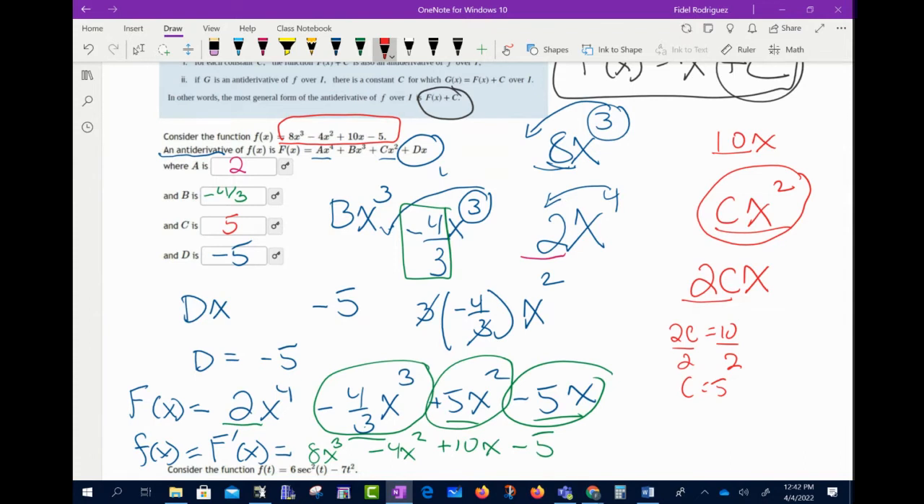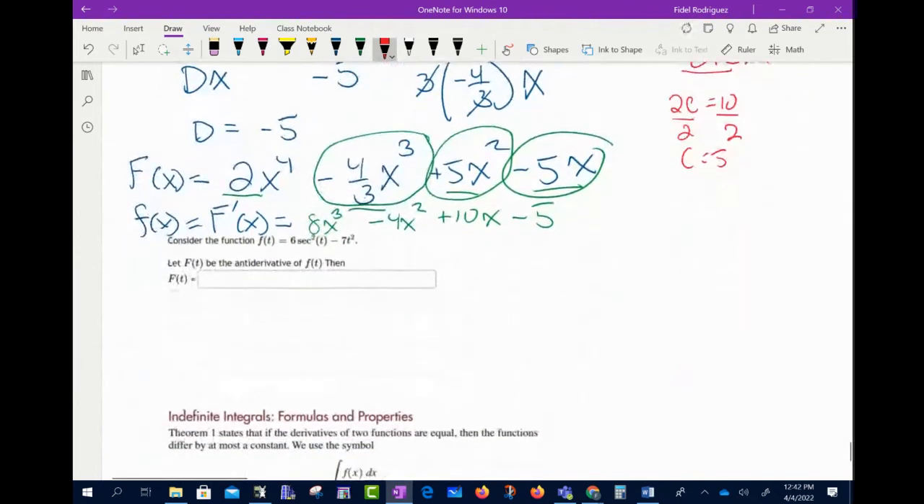Right? So the antiderivative, y'all, is just asking us what was the original function if we had the f prime. Does that make sense? That's all the antiderivative is telling us. All right, so let's take a look at the second part that I have over here, and then we'll get into some rules and all that kind of good stuff.